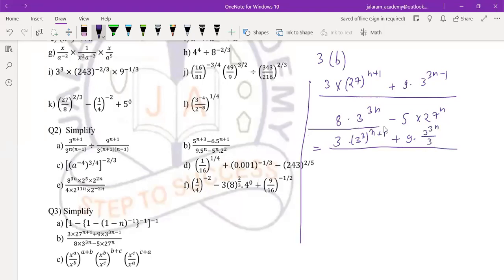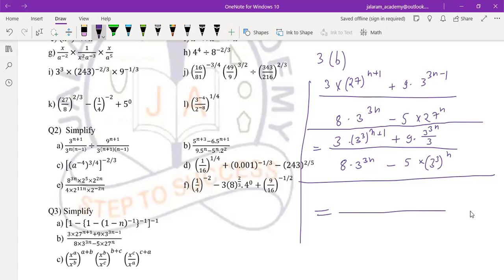Anyone has doubt in this? No, sir. Doubt in this line over 8 into, if anyone has doubt, then tell only. Don't say yes sir, no sir, okay? 27 is 3 cube whole to the power n. If anyone has doubt, then he must raise his hand.